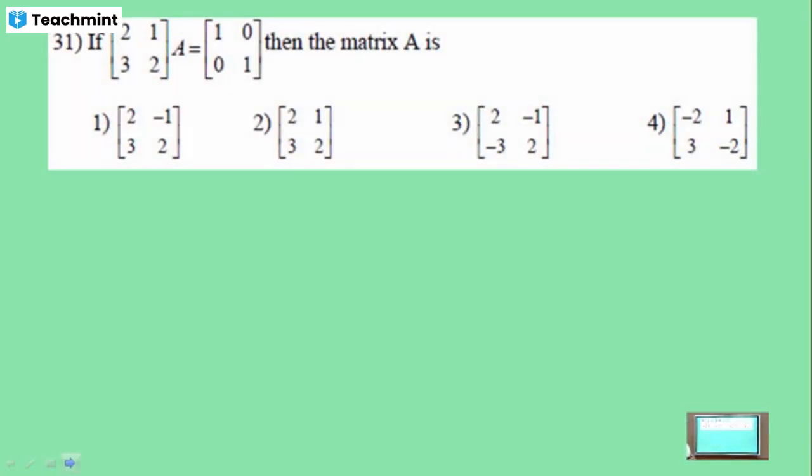If the matrix multiplied by A equals the identity, then what is that matrix? When we get the identity matrix, you know that whenever a matrix is multiplied by another matrix and gives the identity, that matrix is always the inverse of the given matrix.